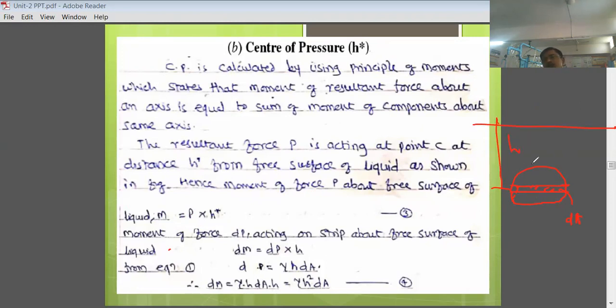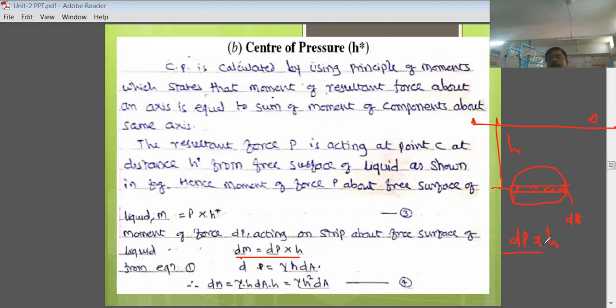Then now tell me, what is the moment of this particular force here? The total pressure acting on this strip was denoted by letter dP, right? So what is the moment of this force about this axis OO, or the free liquid surface? That is denoted by dP into h. So here you can see dM. dM is nothing but the moment of the total force acting on that strip, equal to dP into small h, right?